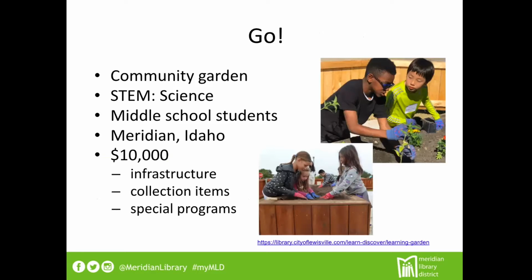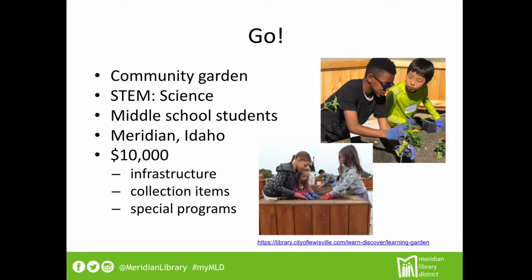Okay, so we're going to go ahead and jump into a search. Our example today is a community garden. We are going to pretend that the library at Cherry Lane location is going to build a community garden. We're going to focus mostly on STEM and science as part of our programming. We're hoping to incorporate some involvement from Meridian Middle School students. They're right across the street, and this is a great learning opportunity.